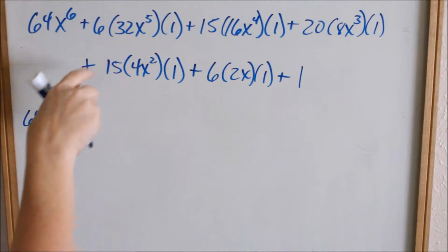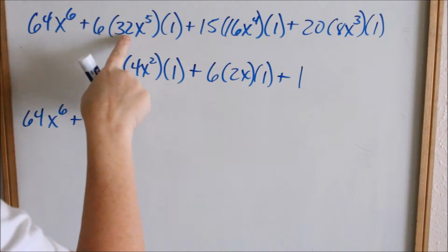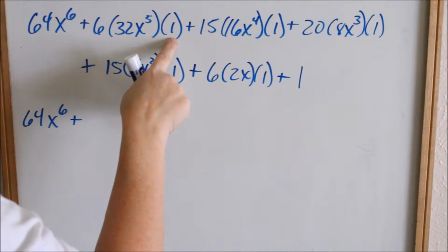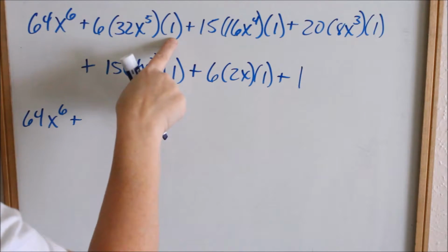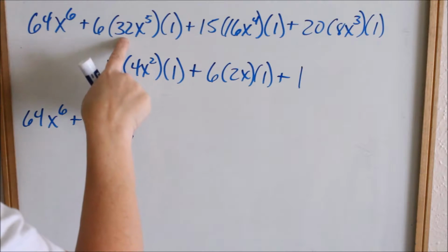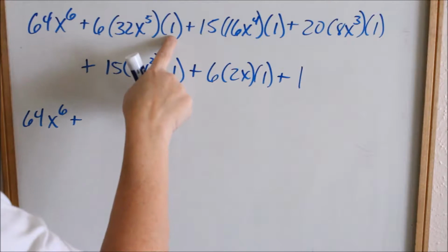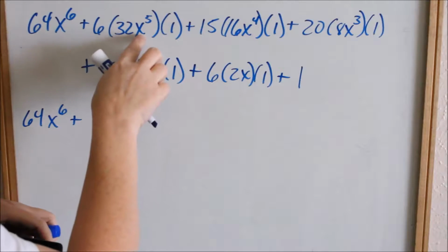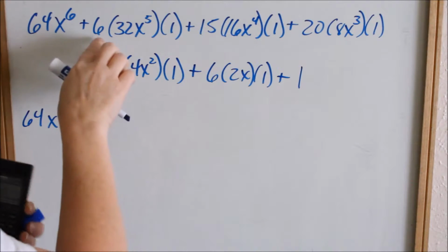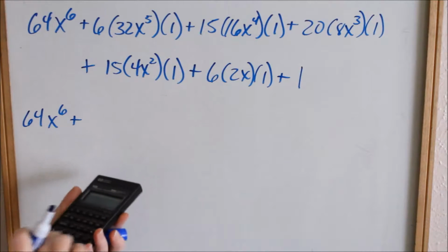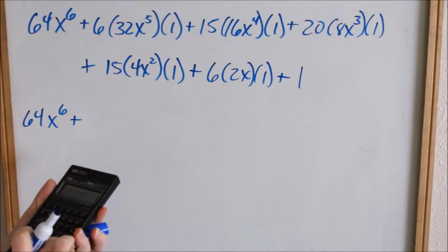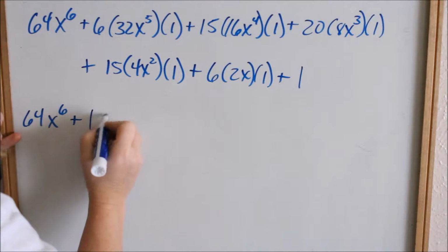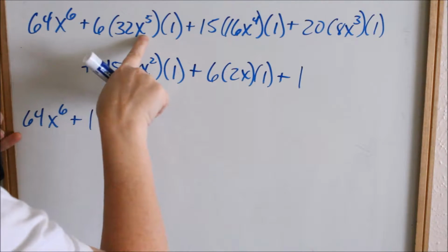Let's combine all of our numbers now, because this means 6 times 32x to the 5th times 1. Numbers to numbers and letters to letters. So I can just say 6 times 32 times x to the 5th times 1. Because 32x to the 5th means 32 times x to the 5th. So, 6 times 32 times 1. So 6 times 32 is 192. And then we just leave the x to the 5th.